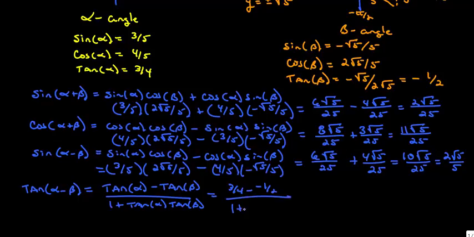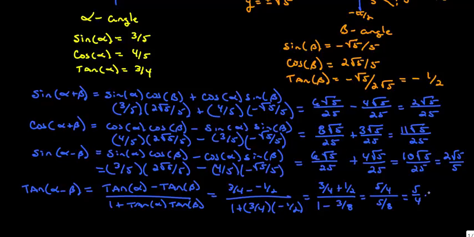So tangent of alpha is 3/4 minus tangent beta, which is negative 1/2, over 1 plus tangent alpha times tangent beta. So the top gives me 3/4 plus 1/2, and the bottom gives me 1 minus 3/8. So this is going to be 2/4 plus 3/4, which is 5/4, divided by 1 minus 3/8, which is 5/8. So this is 5/4 times 8/5, which gives me a value for tangent of 2.